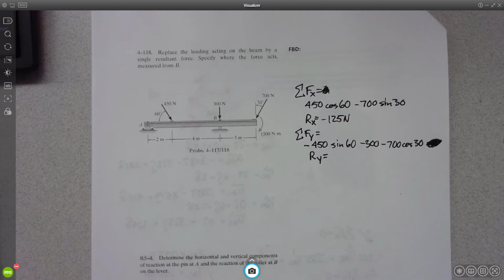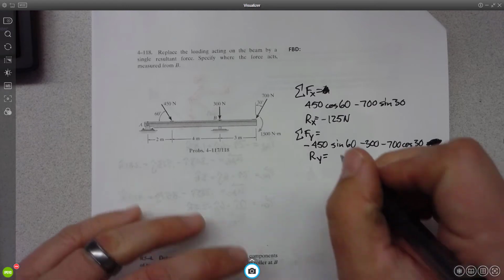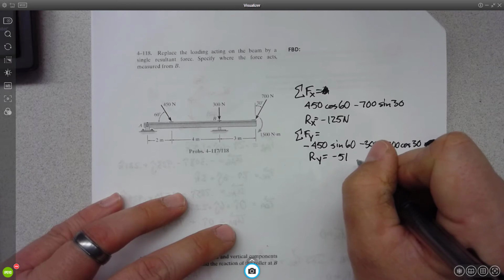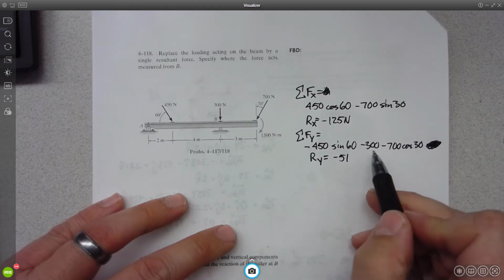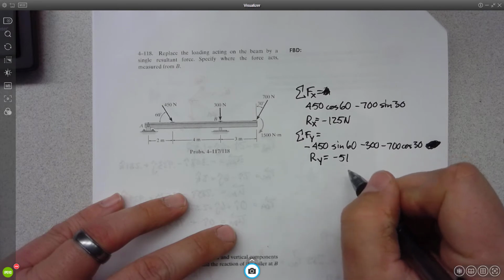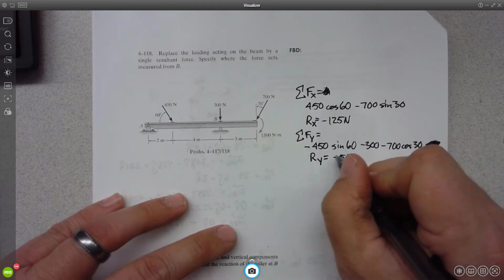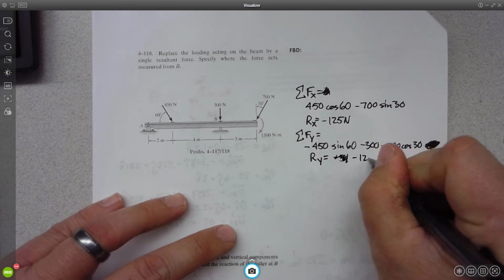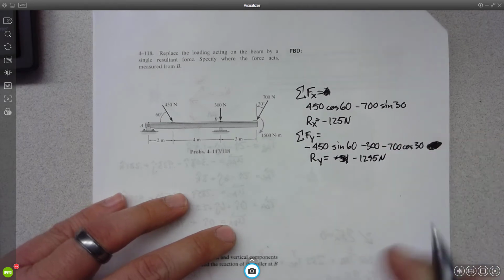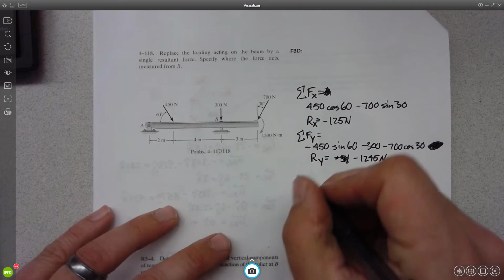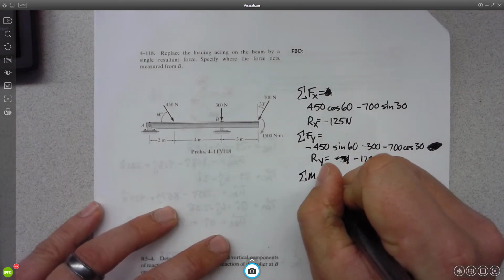RY, anyone? I get negative 516.5. No? I put 300. Maybe. Anybody else get 516? Yeah. Negative what? That sounds better to me. Okay. Huh? All right. So then let's sum the moments about B.